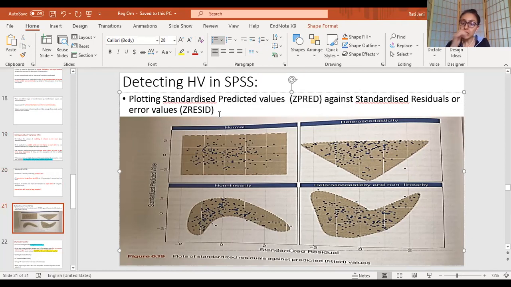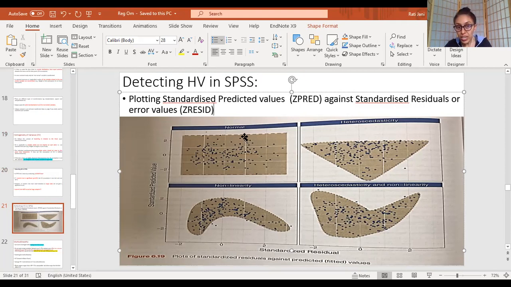Again, students, it is very difficult for me to show you how this is done in SPSS, but if you're doing the quantitative unit, you will be learning all of this. Basically, when you are clicking those buttons in regression to run regression, there are a few buttons you can click, and then you will get these values in SPSS. You just have to plot them, and once you plot them, you can see how your data points are looking.